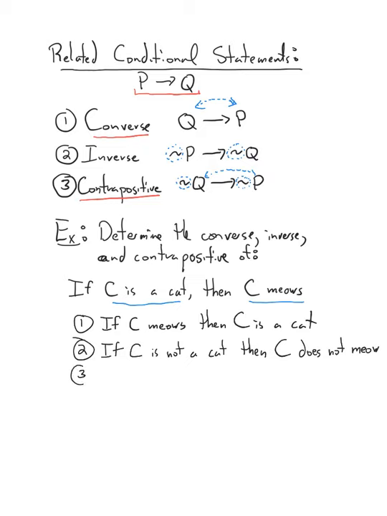And finally, the contrapositive does both. So we're going to flip and reverse. So if C does not meow, then C is not a cat. So there are the converse, inverse, and contrapositive.